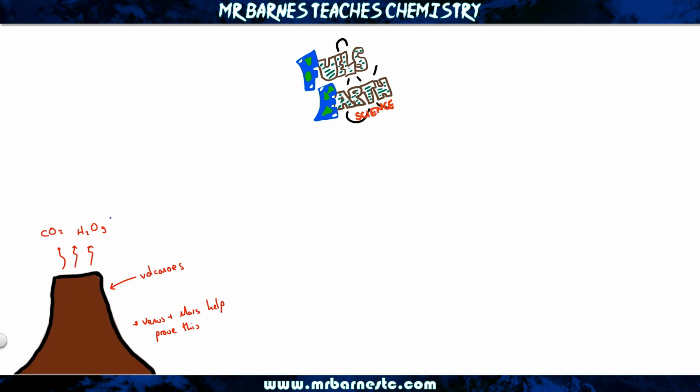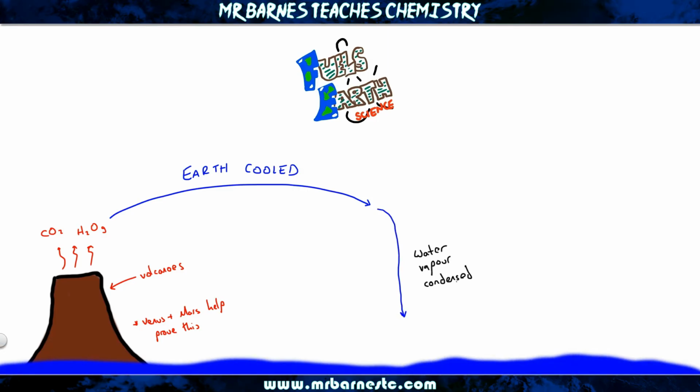So what happened to the water vapour? Nice and simply, the Earth cooled. When the Earth cooled, the water vapour condensed and it turned into our oceans.